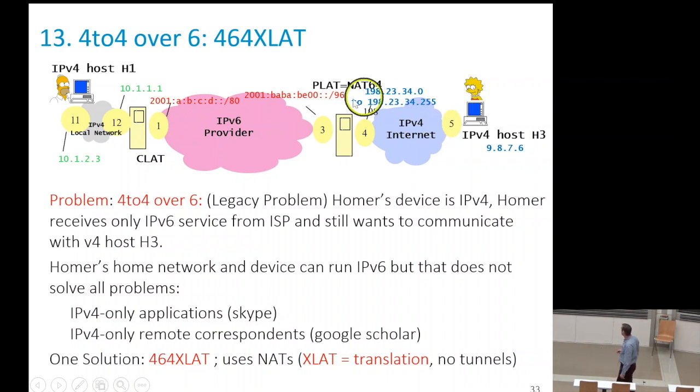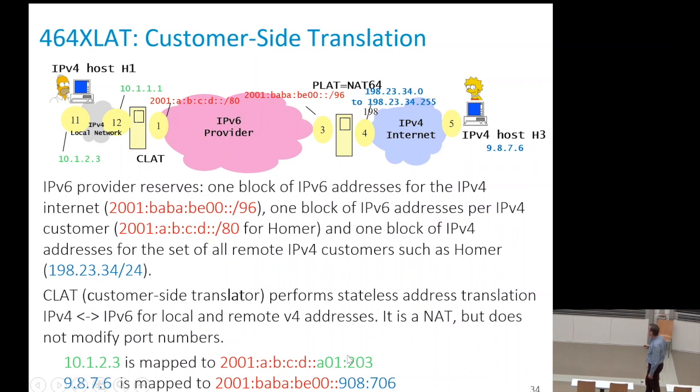One solution could be to do tunnels, and some solutions have been provided, but as we'll see, there is a smarter one which uses translation. So there are multiple solutions, but this is, as far as I know, the most widespread one today. So this solution is called 464 translation, 464XLAT. 464 explains exactly the configuration. We have an IPv4 machine that wants to talk to an IPv4 machine, but in the middle there is only IPv6 connectivity.